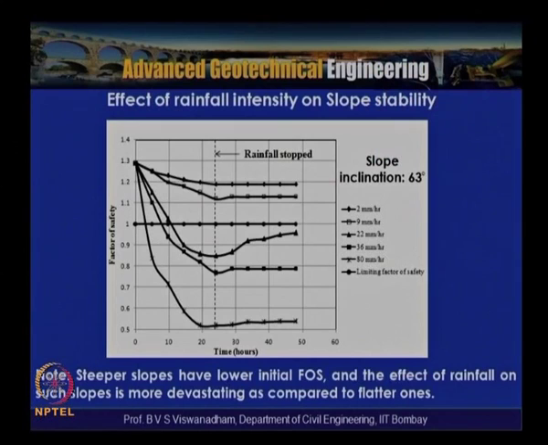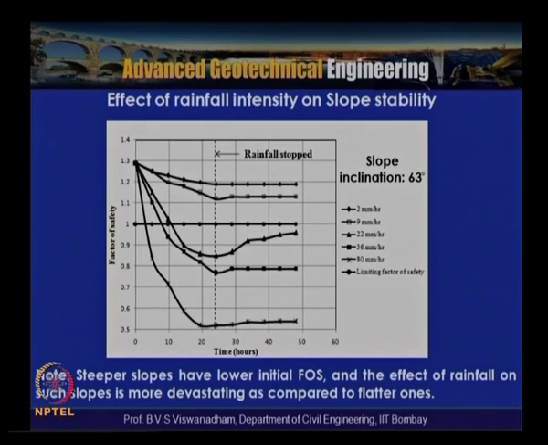Similarly, in this next slide, we are seeing a slope inclination of 63 degrees. In this case, the factor of safety decreases below the limiting value. If you have a slope which is 2 vertical to 1 horizontal, which is a steeper slope, then even with a rainfall intensity of about 22 mm per hour, within the rainfall duration itself, you can see that the slope is subjected to failure.